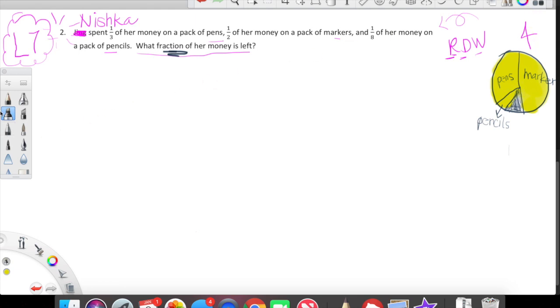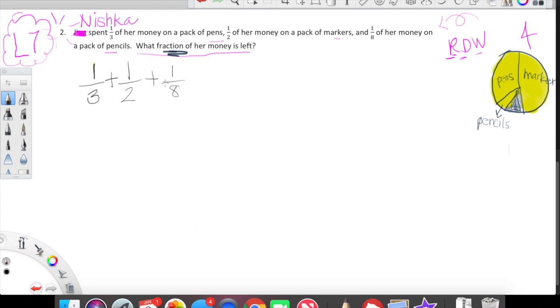The muddy yellow portion of the circle represents the fraction of her money that was spent on pens, markers, and pencils. Or that represents those fractions that are given to us in the problem: 1/3, 1/2, and 1/8. Those are the fractions that are represented in this yellow portion. We need to figure out what fraction did she spend? That's going to be our first objective. We can figure that out by adding those three fractions together: 1/3, 1/2, and 1/8.